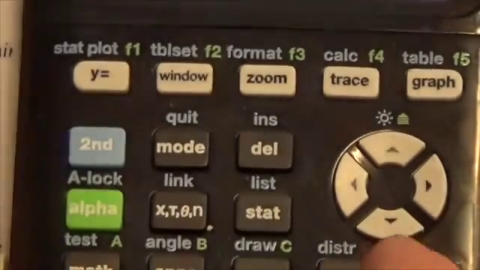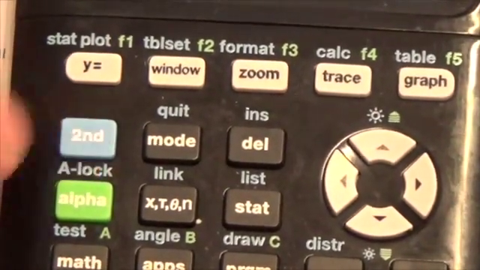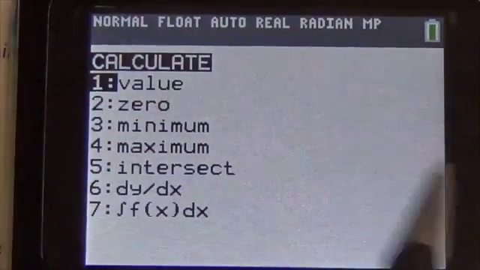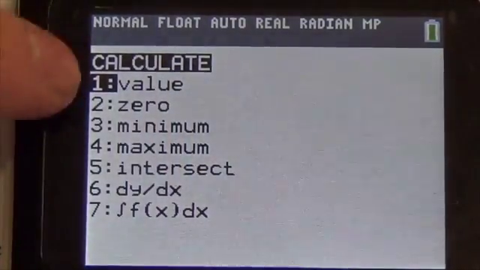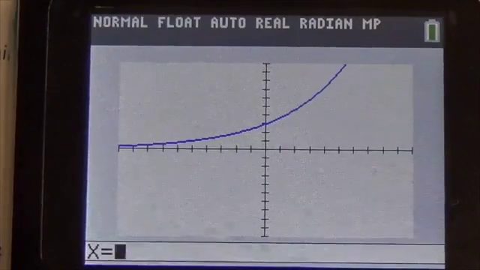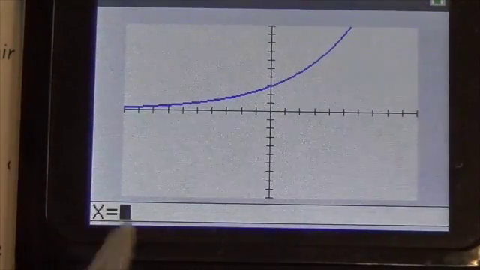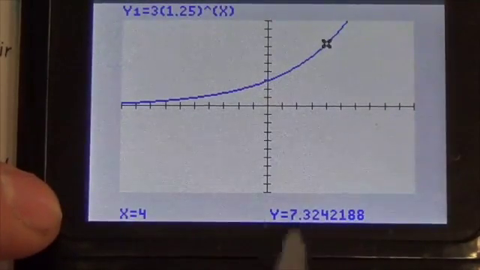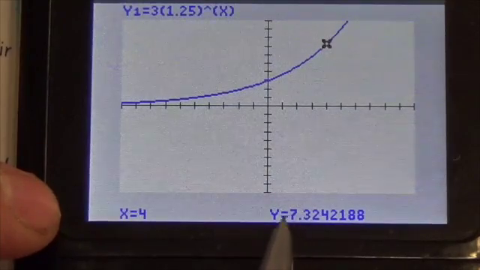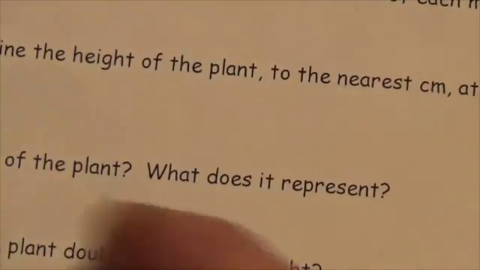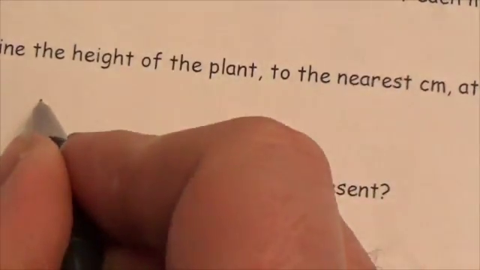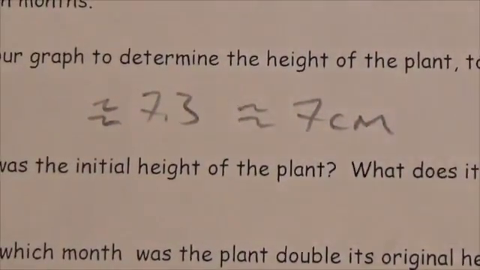Now this is how you do this in the calculator. Press second trace to get into the calc menu, and when you know the x value, you're going to use the first operation here, value. So you press enter. We're choosing value. Now the calculator is sitting here waiting for you to enter in the specific x value. So enter 4. This is the 4th month, and it tells us right here. Looks like we're looking at 7.3 centimeters. Now it says to the nearest centimeter. We had 7.3 approximately, which is then approximately equal to just 7 centimeters. Whoops, sorry, you can't hardly see that. 7.3 centimeters or 7 centimeters.